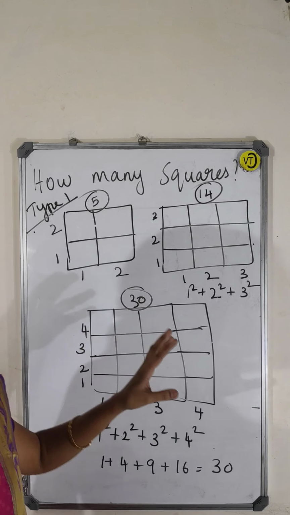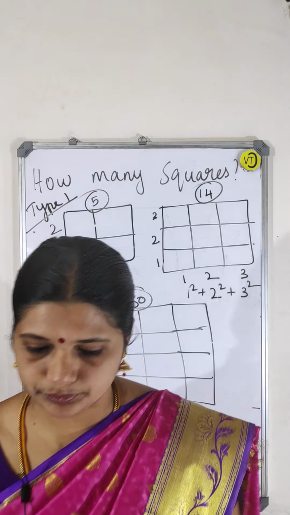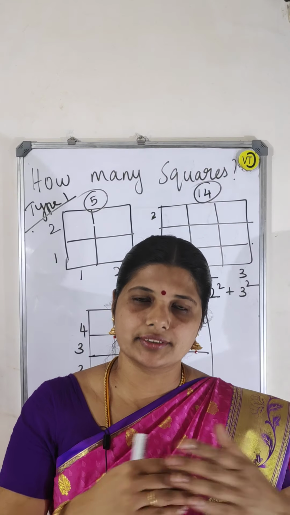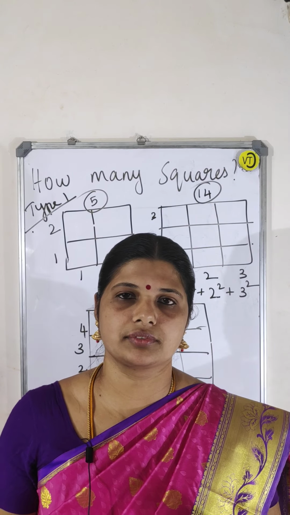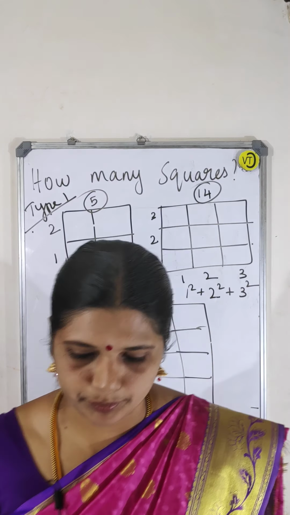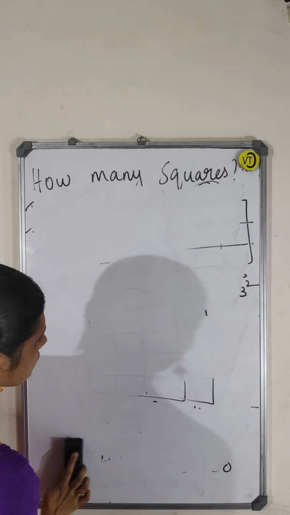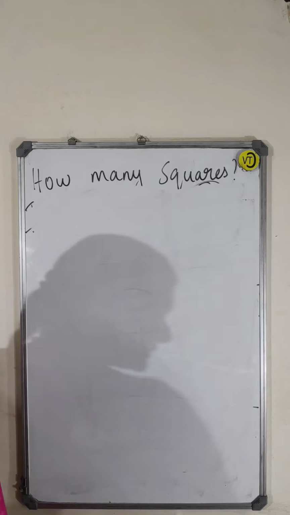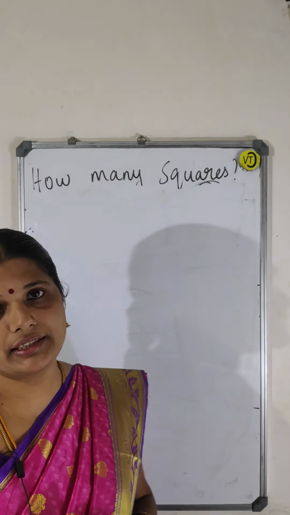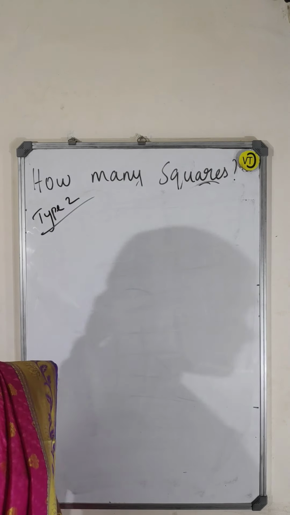When you get the same rows and same columns, it's type 1. And the second type is what? The same rows and different columns. The rows and the columns will be different numbers. That is the second type. Second type is a bit different, but listen carefully, you will get it very easily.